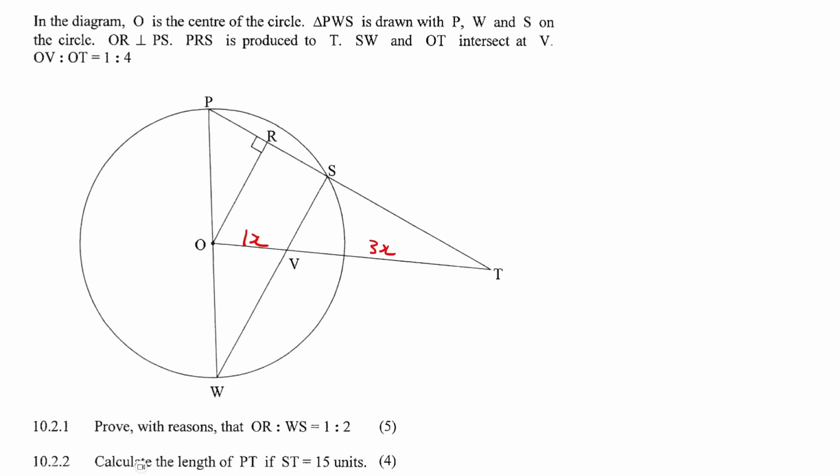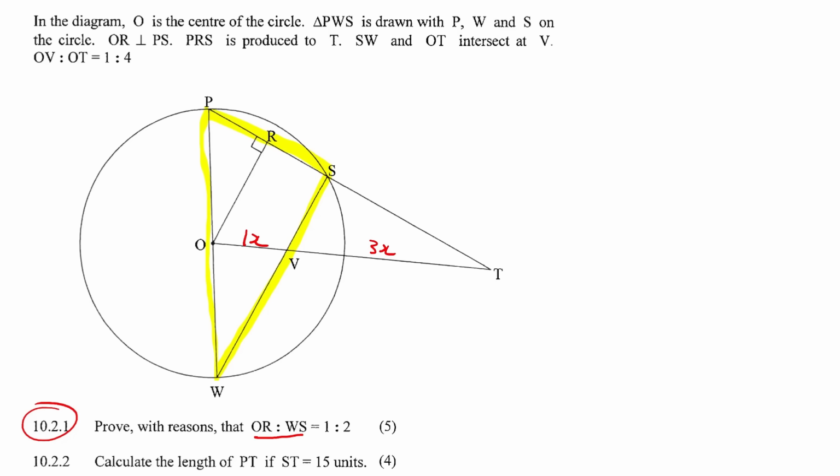Okay, you understand that? So, first question for 5 marks, starting off with a bang. Prove with reasons OR to WS is 1 to 2. Prove that OR to WS is 1 to 2. Okay, that's actually going to have nothing to do with the 1x and the 3x. That's actually going to be all about this triangle here.